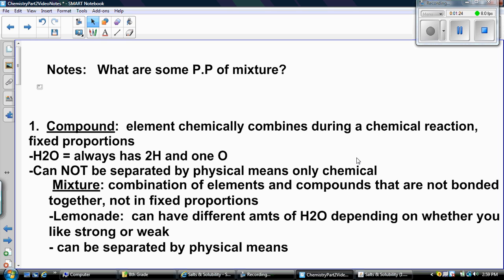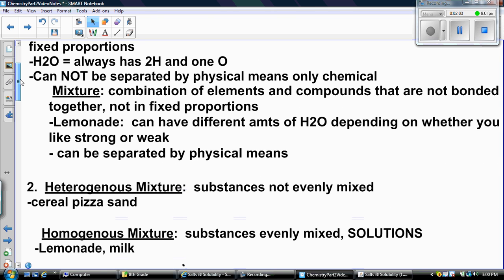Now, a mixture is a combination of either all different elements, combinations of different compounds, or it could be a combination of elements and compounds. And those elements or compounds are just floating around together. They're not bonded. They're not in fixed proportions. For example, lemonade. Depending on how you like your lemonade, whether you like it strong or weak, you're going to have different amounts of sugar versus water. Okay, so it's not fixed proportions. And you can separate a mixture by physical means. We could evaporate the water. It'll leave behind the sugar. So that's a review on the difference between compounds and mixtures.